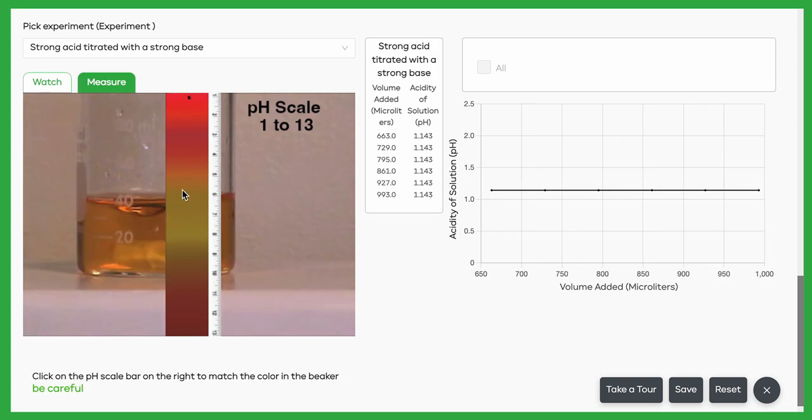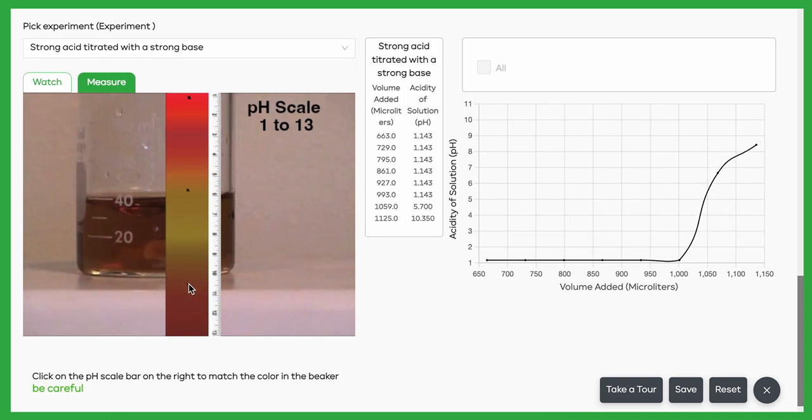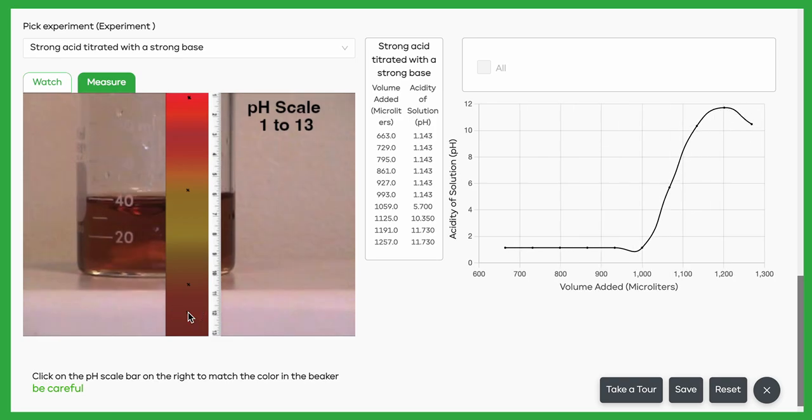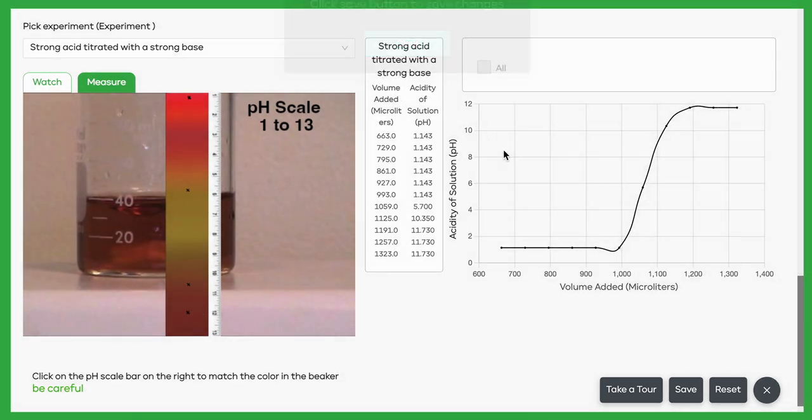Oh, look, the color changed. So let's go find that yellow sort of color. Oh, it changed again. Now it's sort of a brown color. Okay, now it gets to an even darker brown. And that right there looks like the final curve that I've created.